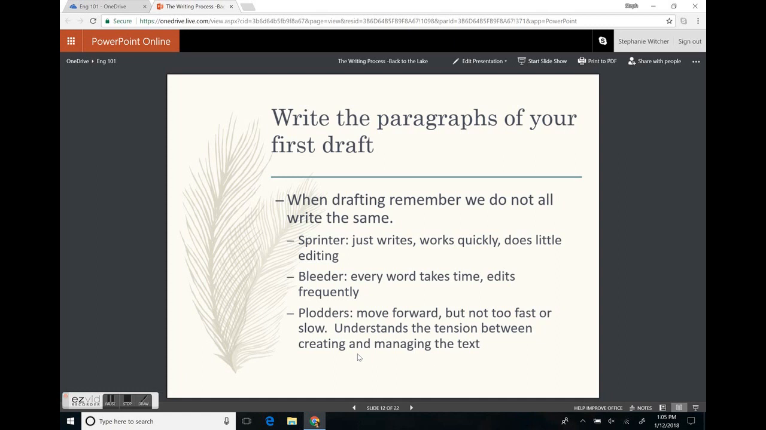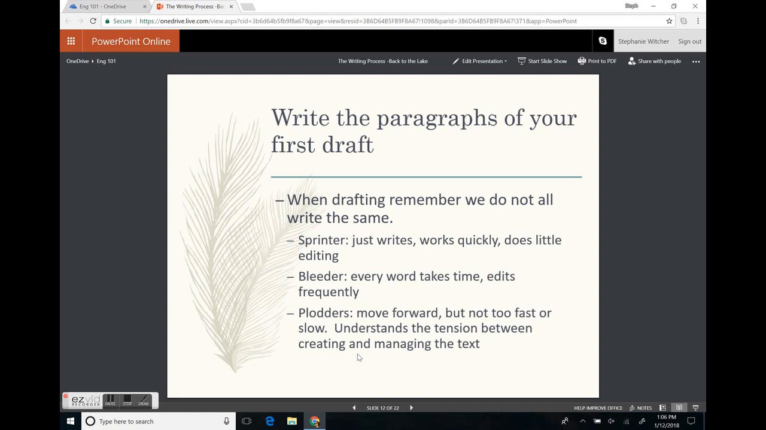Every word costs this writer blood, sweat, tears. Because what this writer does is write two or three words, delete, delete, delete, write a couple of sentences, delete, delete, delete. It is constant editing that is happening in the paper. So unlike the sprinter, getting a paper completed can take a long time.